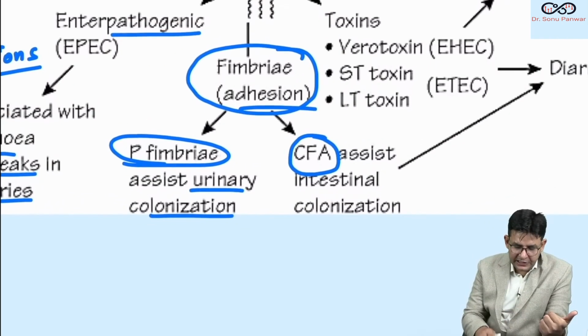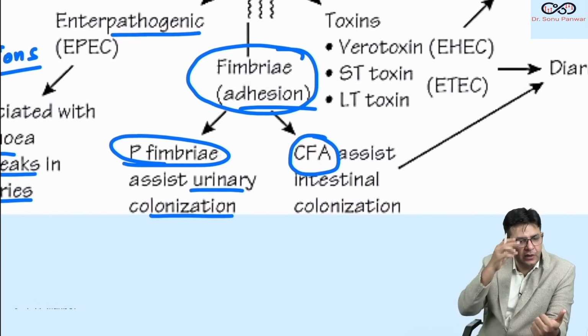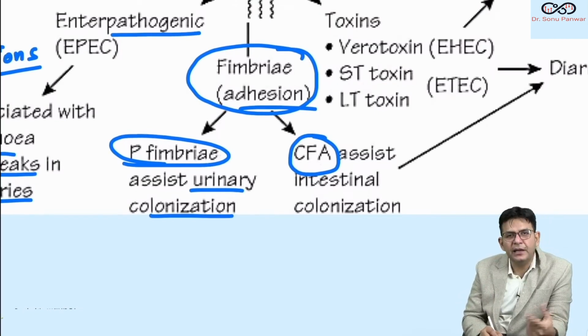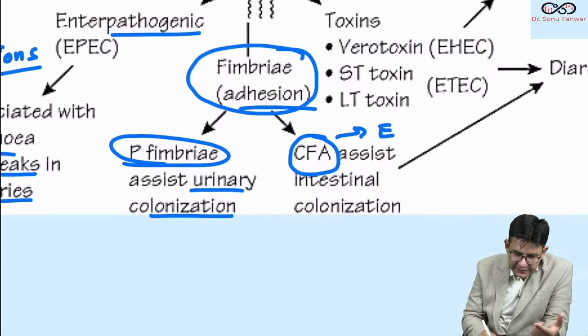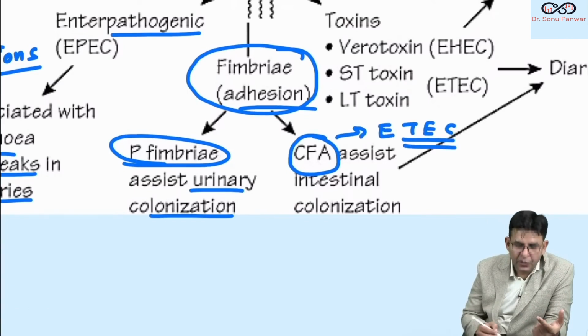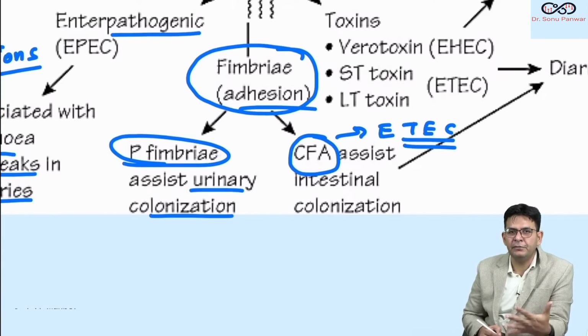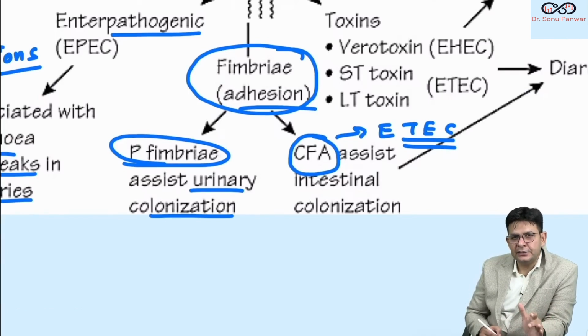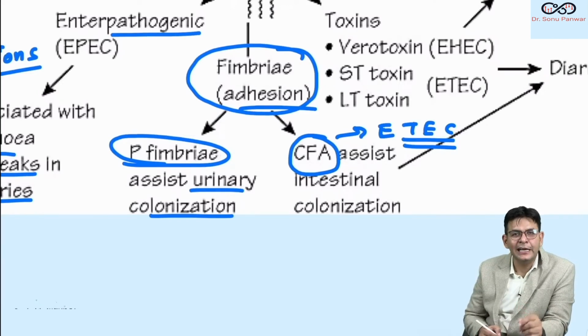Then you see this side, guys. CFA, colonization factor antigen. You're observing this colonization factor antigen, and this particular CFA is present in ETEC, enterotoxigenic E. coli. This question can come this time, and when I say this question can come, usually it comes. ETEC is one of the common causes of what, guys? Traveler's diarrhea. It is the most common cause of traveler's diarrhea. Which one? ETEC.